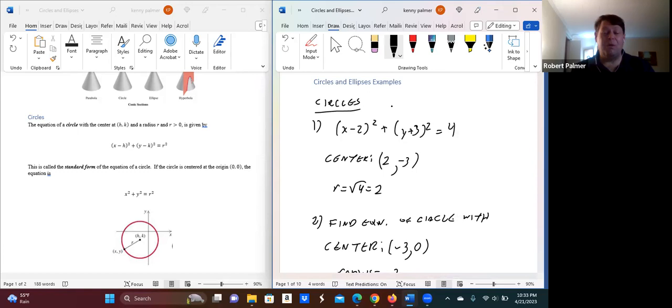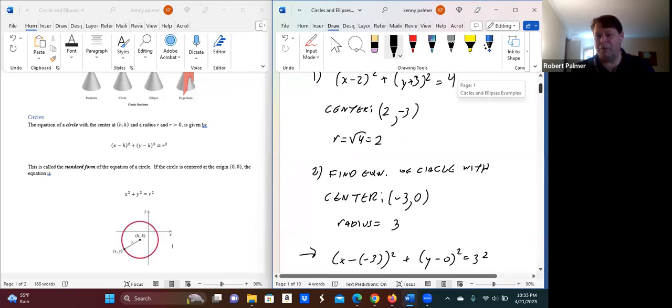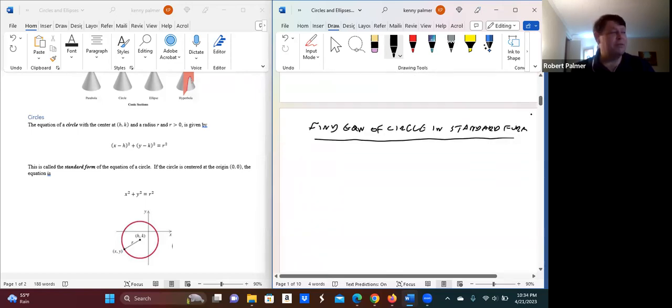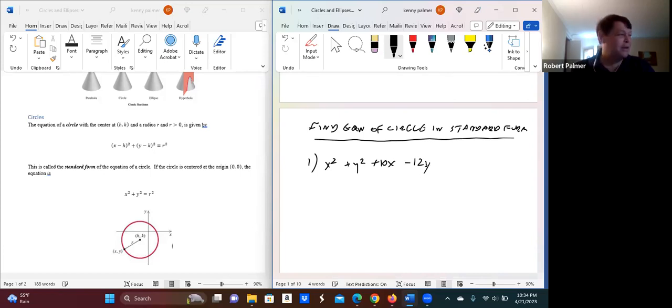If we multiply those out, FOIL them out, and simplify our terms, we get something very different, which would still be the equation of a circle, but it wouldn't be as useful a form. Let's take a look at what I mean, and how we can go from a different form to a form that's easier to work with. So let's say we have x squared plus y squared plus 10x minus 12y is equal to 3.